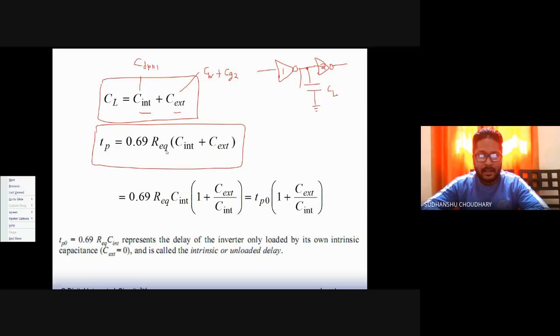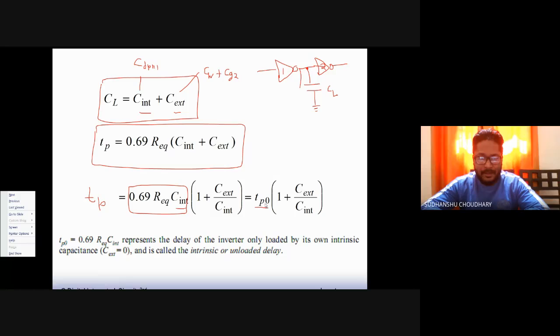R equivalent is again using the same on resistance of PMOS and NMOS, right? So average value one can take here. Now if we take out this C intrinsic outside here, this becomes C extrinsic by C intrinsic. Now we call this part TP naught. So this total delay equation becomes TP is equal to TP naught into 1 plus C extrinsic by C intrinsic.